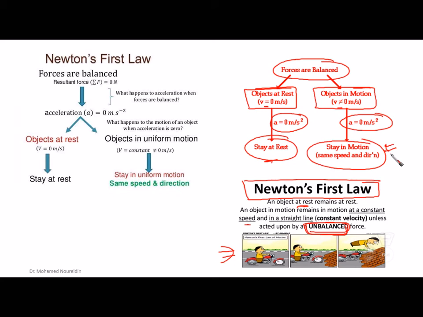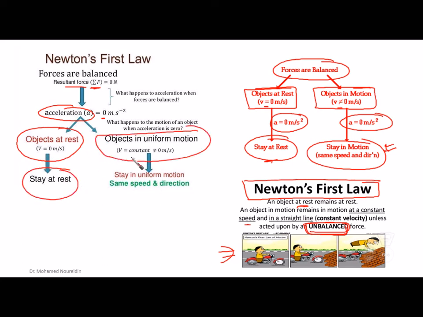So this is what we need to know. If the forces are balanced, the resultant force, which is the summation of forces in the system, is 0, and the acceleration equals 0. So whether the system is at rest, meaning the velocity is 0, so it stays at rest, or the system is in motion, so the velocity does not equal 0 and it stays in motion. This is simple. I know well that you know about Newton's first law, but I just want to remind you of it.